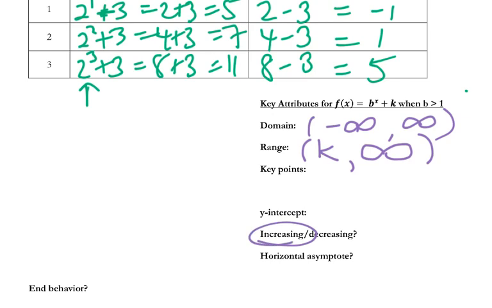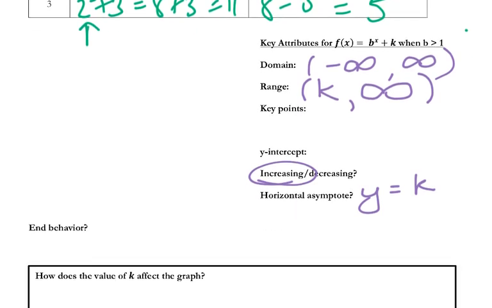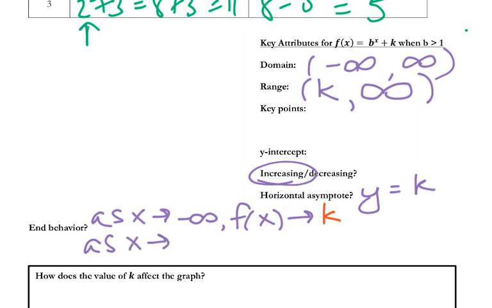We're still increasing this whole time. Let's do the horizontal asymptote. It's y equals k, so that could be positive 3 or negative 3. End behavior: as x goes to negative infinity, so as we move to the left, f of x goes to whatever your k value was. As we move to the right, so as x goes to positive infinity, f of x goes to infinity, because it just keeps going up.